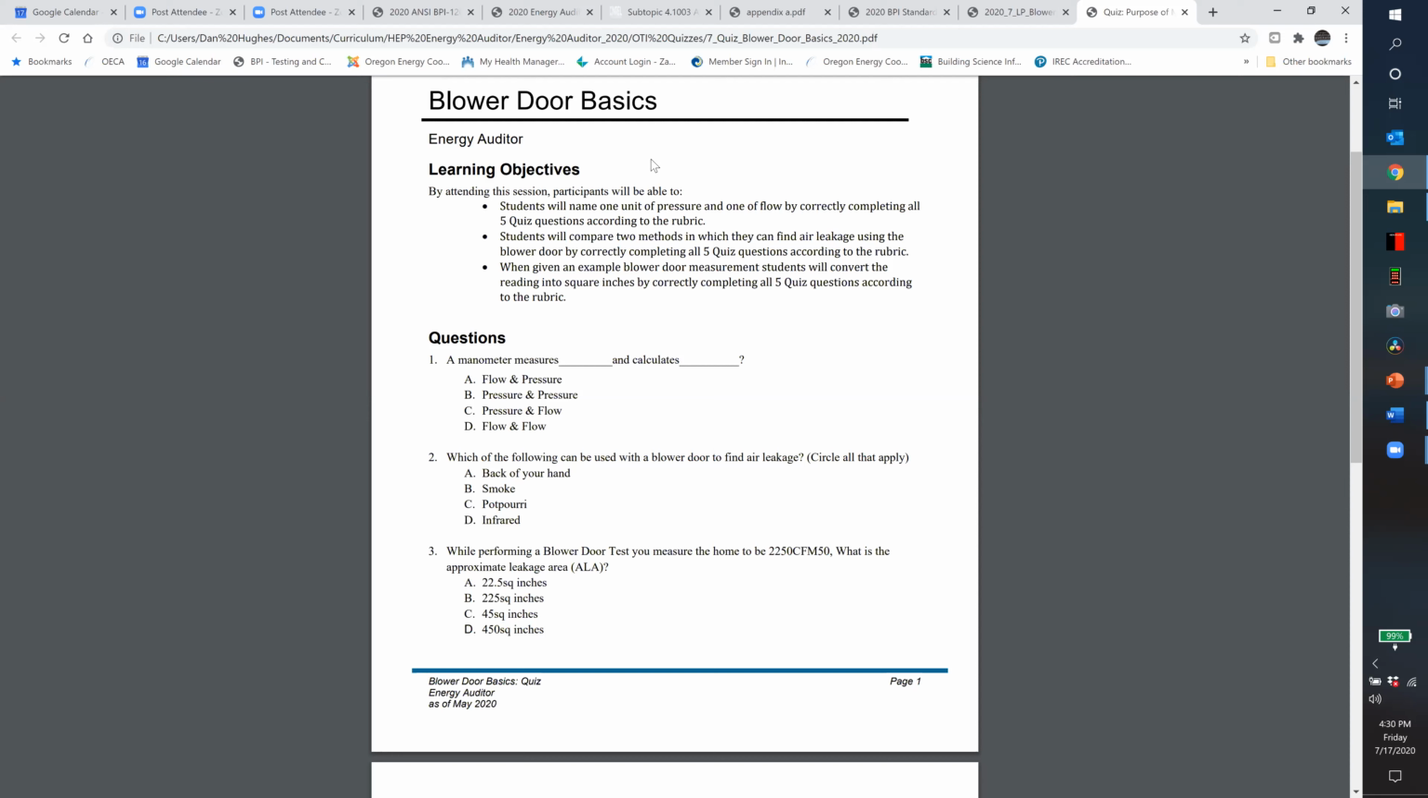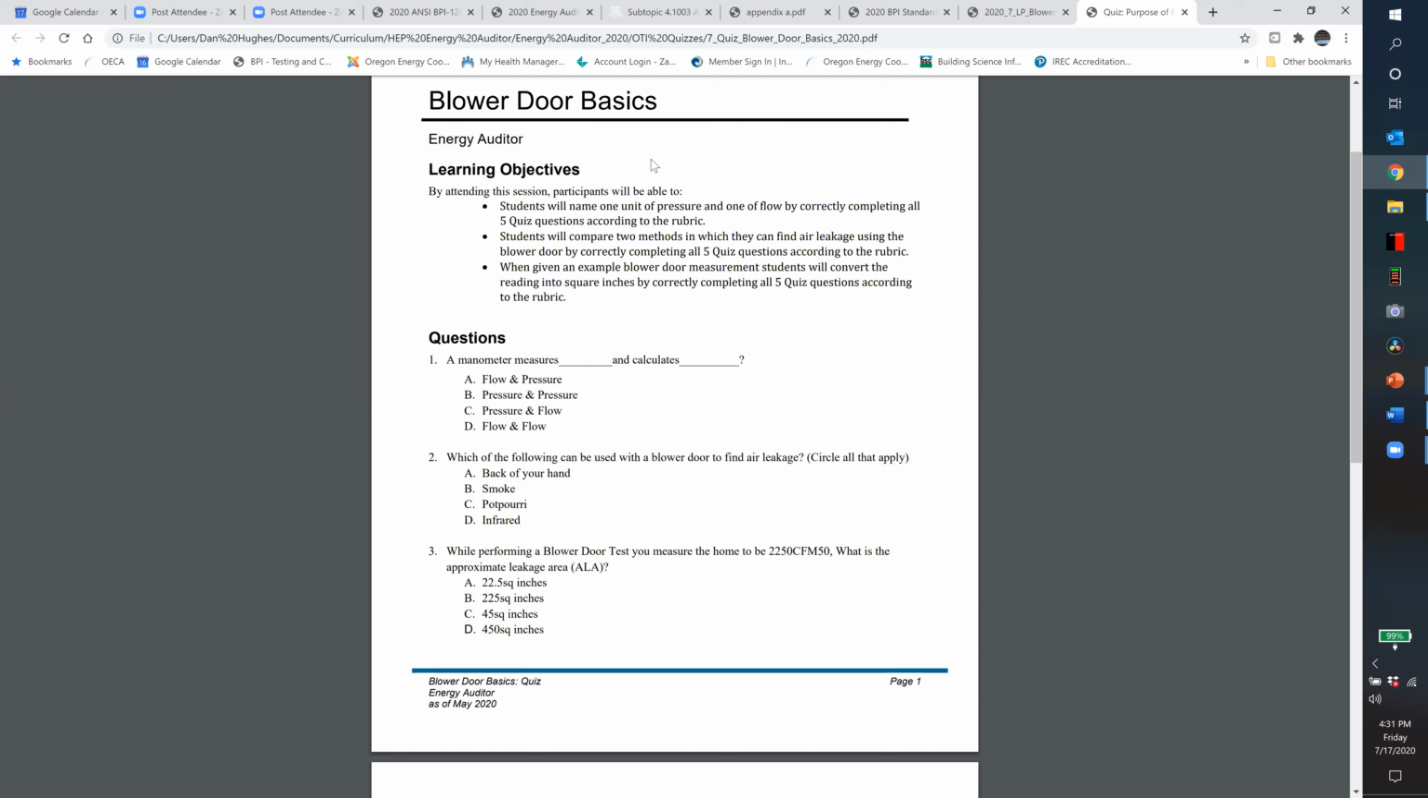Number 2, which of the following can be used with a blower door to find air leakage? Circle all that apply. A, B, and D. Right, pretty much all of it, but potpourri is not going to really be the most accurate way to track air leakage. But we can feel it pretty well. We can use smoke, infrared.